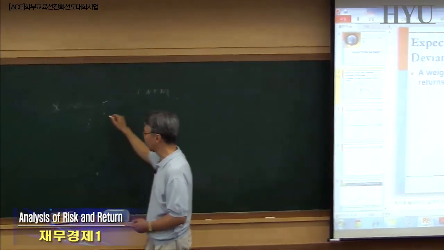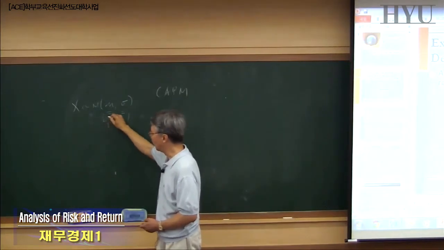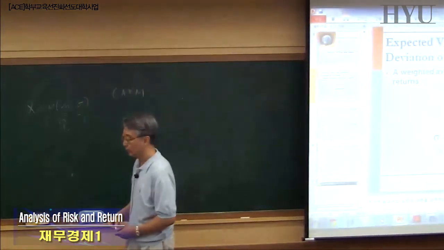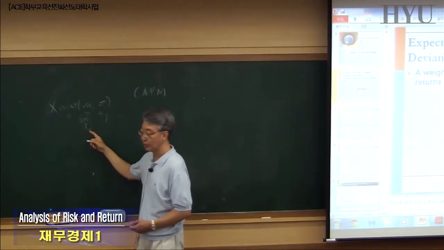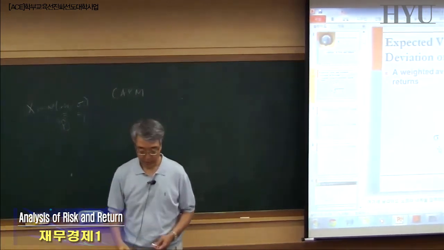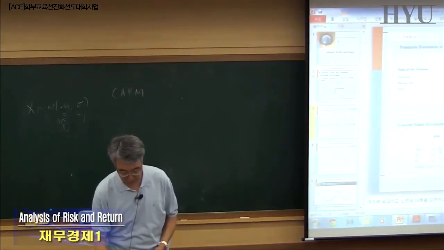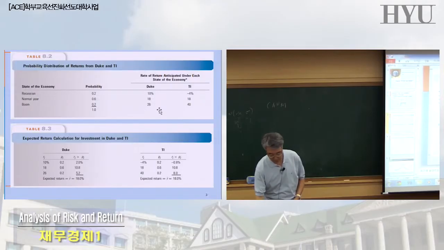So what about the variability? We know what you can expect typically. In statistical terms, this is a central location or average. But that's not enough because, as you see in this example, the Duke stock and TI stock both returned 18% on average. But their variability is quite different. You see a lot more variability in the returns of TI stock than in Duke stock.